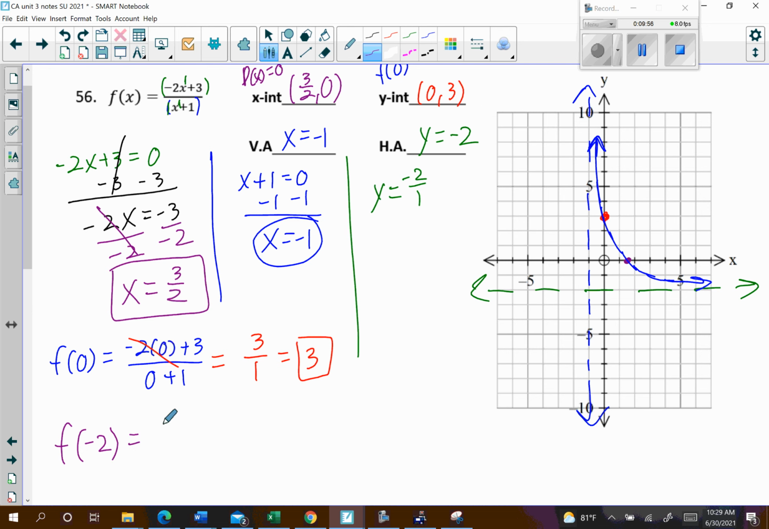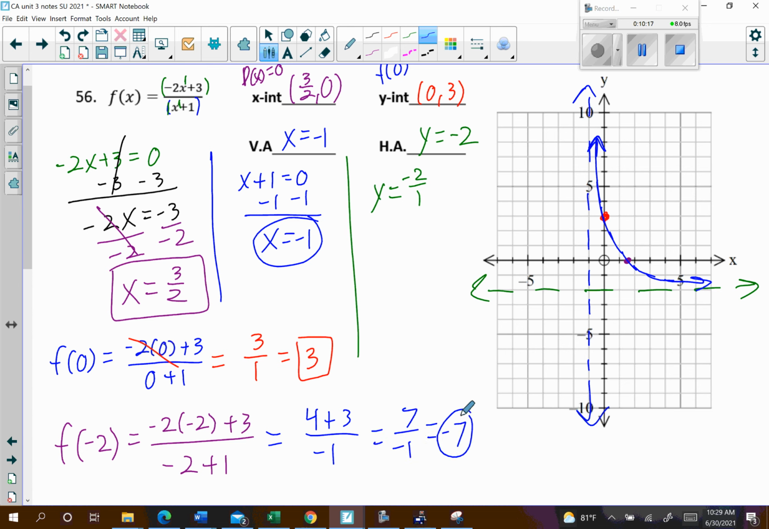So we'll get negative 2 times negative 2 plus 3, all over negative 2 plus 1. Then that becomes positive 4 plus 3 over a negative 1. And so we end up with 7 over negative 1, which is negative 7. So when x is negative 2, y is negative 7 down here.